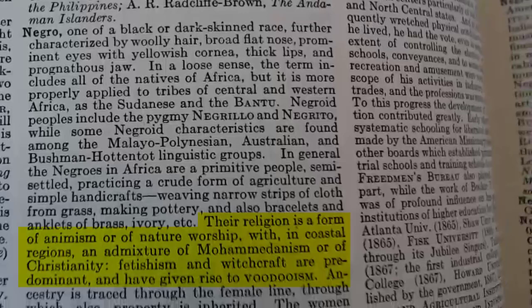a form of animism and nature worship with, in coastal regions, admixture of Mohammedism or of Christianity, where fetishism and witchcraft are predominant and have given rise to voodooism. The Negroes were found doing something they should not have been doing with people they should not have been mixing with. This was a habitual pattern of the Negroes.